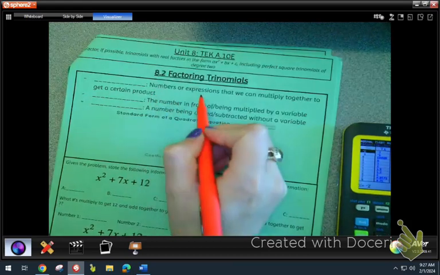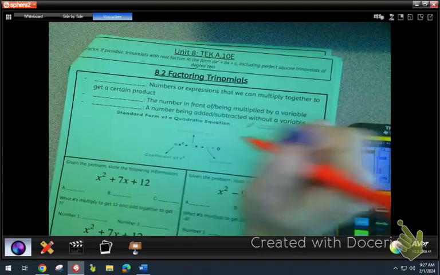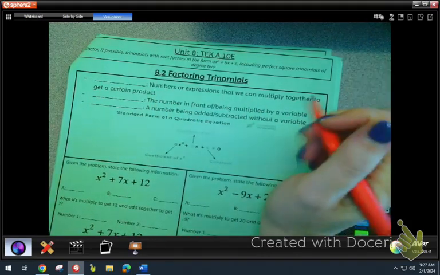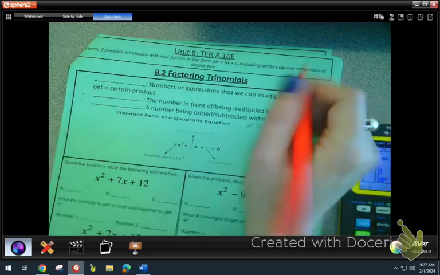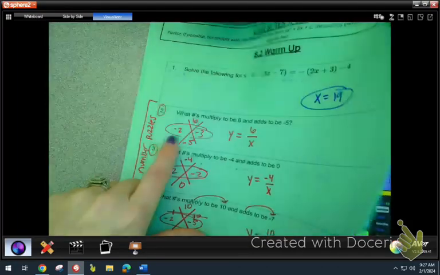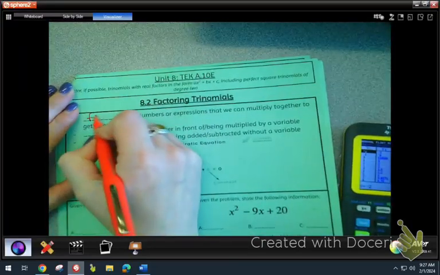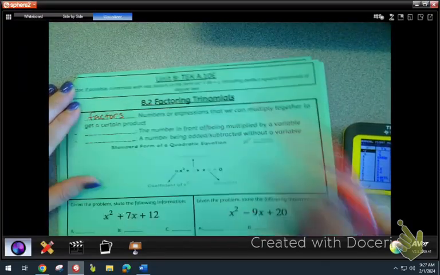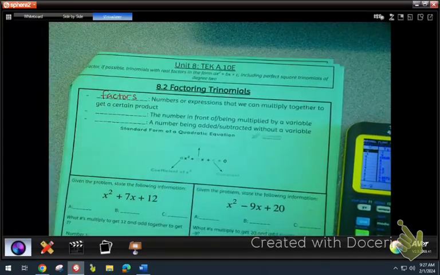Blank are numbers or expressions that can multiply together to be a certain product. Do you remember that vocab word? What did y'all just find? 2 numbers. What do I call those? Factors. Factors are numbers or expressions. So they can either be 2 numbers like we did in the number puzzles, or they can be binomials like we've done the past couple days. But they multiply together to give you a certain product. So that's why this process is called factoring, because we're finding the factors.